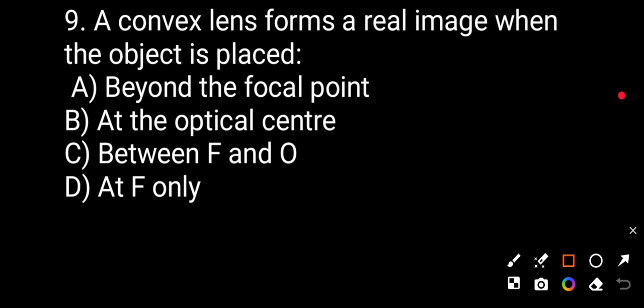Question number 9. A convex lens forms a real image when the object is placed. Option A, beyond the focal point. B, at the optical center. C, between F and O. D, at F only. The correct answer will be A, beyond the focal point.